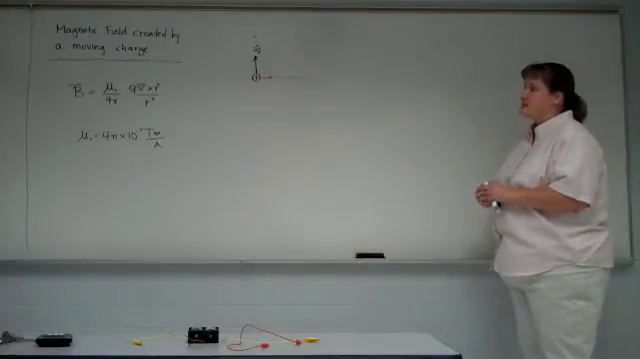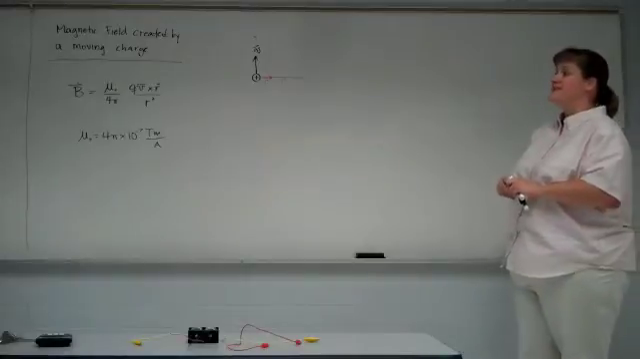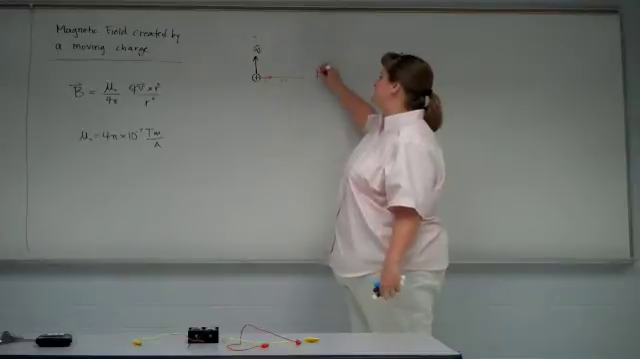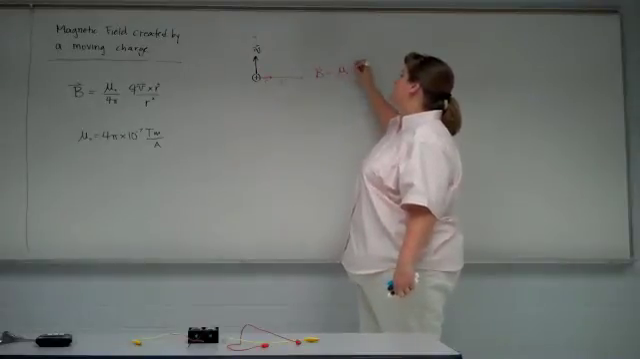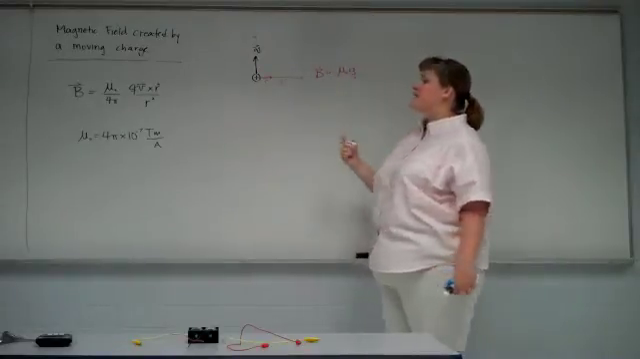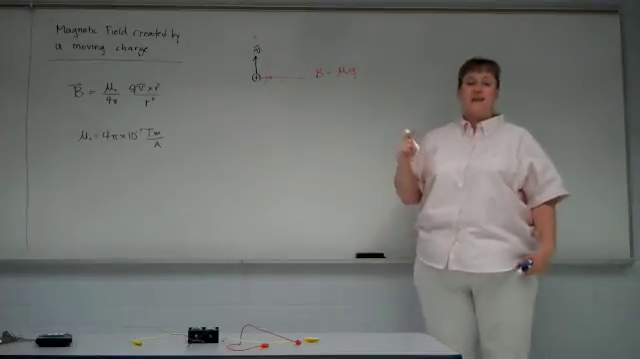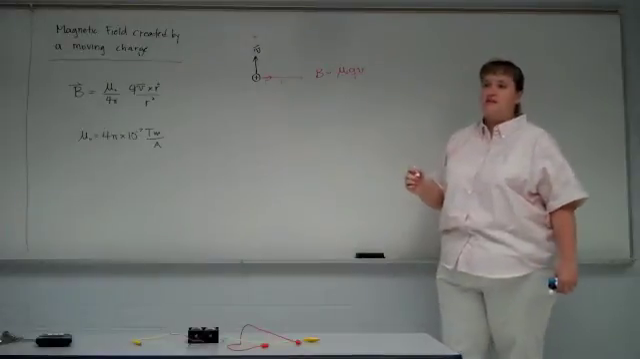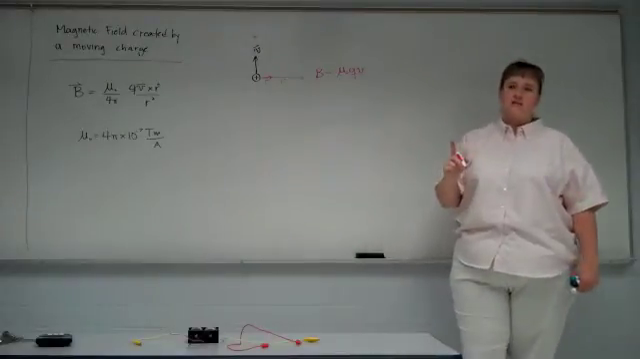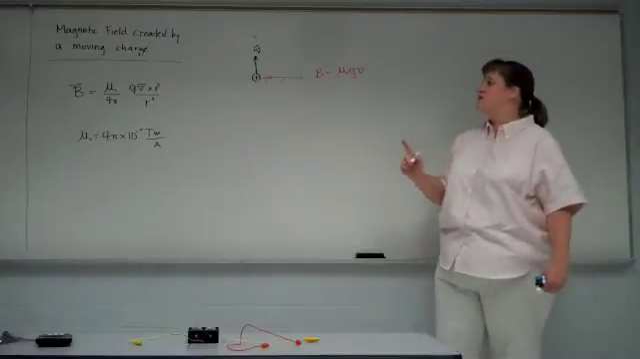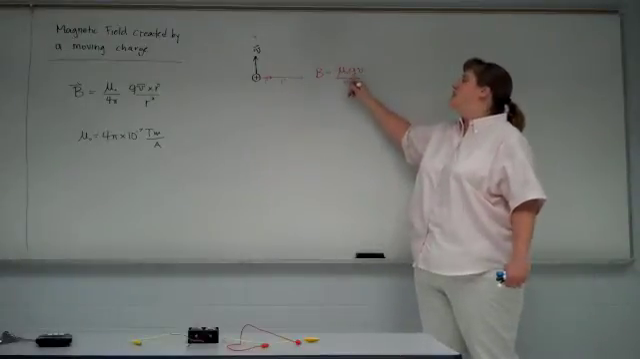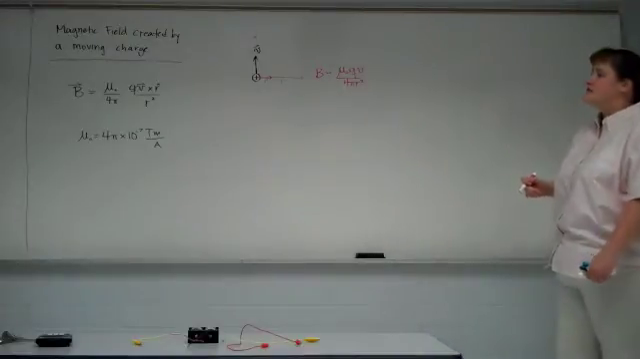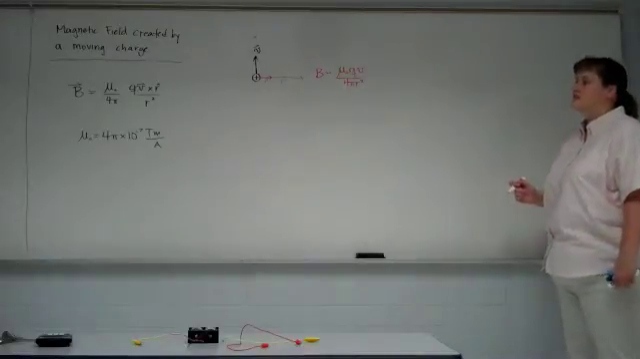In this case, the velocity and R hat are perpendicular. So the value of the magnetic field out here is going to be mu naught Q. When we take V cross R hat, they are perpendicular, so we're going to need the magnitude of V. The magnitude of R hat is just 1. Any unit vector has a length of 1. So that will be the magnitude of the magnetic field at that point.